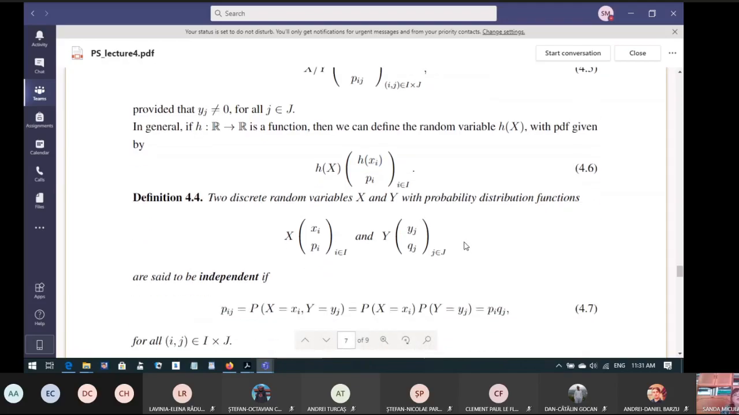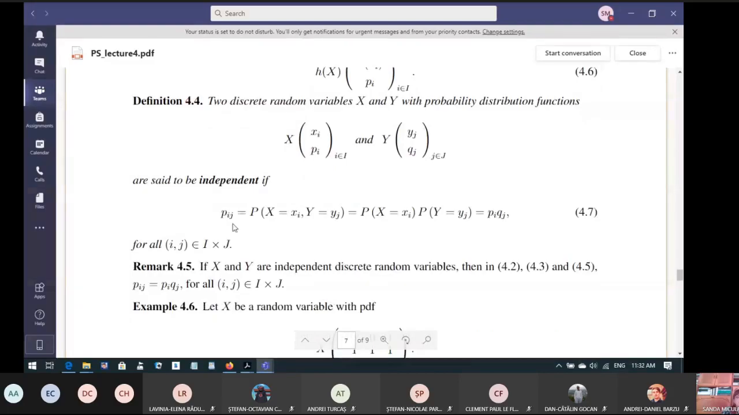Important notion when it comes to operations with random variables is independence. Two discrete random variables. So again, when we say two discrete random variables, we give their PDFs. We say that they're independent if the probability of the vector, Pij, right, probability of this can be factored out as the product of the probabilities of each component, Pi times Qj.